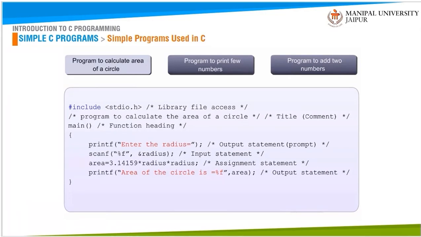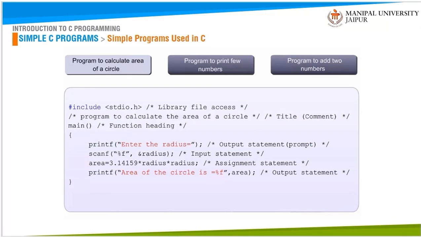Given here is the program which calculates the area of a circle. The program comprises of 5 parts, namely function, heading, prompt statement, input statement, assignment statement, and the output statement. Main is the function used in the program. The prompt statement enables you to enter the radius of the circle. The input statement, scanf, reads the value of the radius entered by the user.